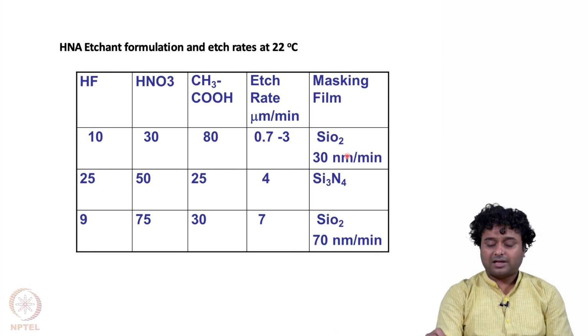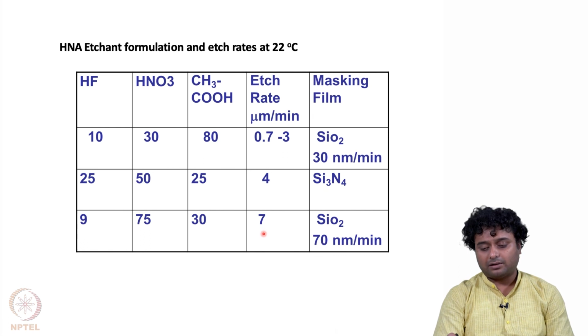Here we see that in the first case, where we have 10:30:80 or 1:3:8, if we use SiO2 as the masking film, then that will also be etched at 30 nanometer per minute. In the second case we can use Si3N4 or silicon nitride as the masking film. The etch rate there is very small. Whereas in the last case, where we have a lesser amount of HF, we can use SiO2 also as the masking film, but here the etching rate of SiO2 is 70 nanometer per minute. So by the time it etches the silicon to 7 micron, it will etch the SiO2 to 70 nanometer.